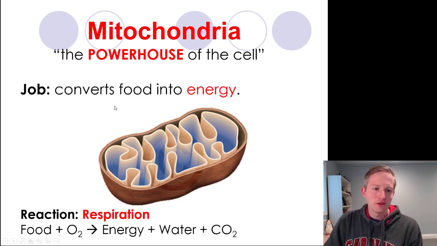Its job, real simple, is to convert food into energy. And that energy is a chemical called ATP, adenosine triphosphate, which is sort of the currency of energy that's usable within the cell. You notice it's not creating energy. It's converting the energy from our food into something that the cell can really use. So this should really say converts food into usable energy.